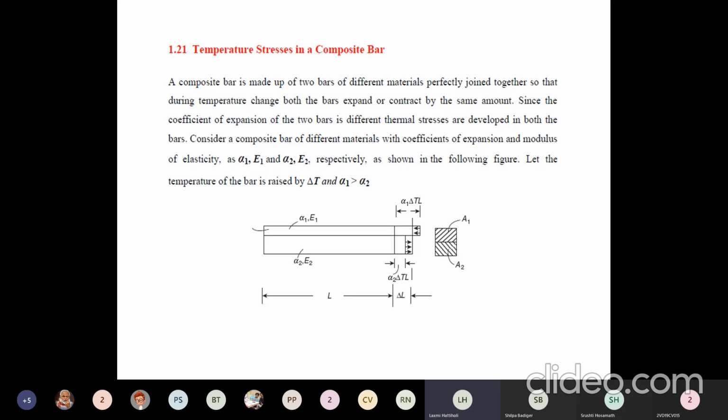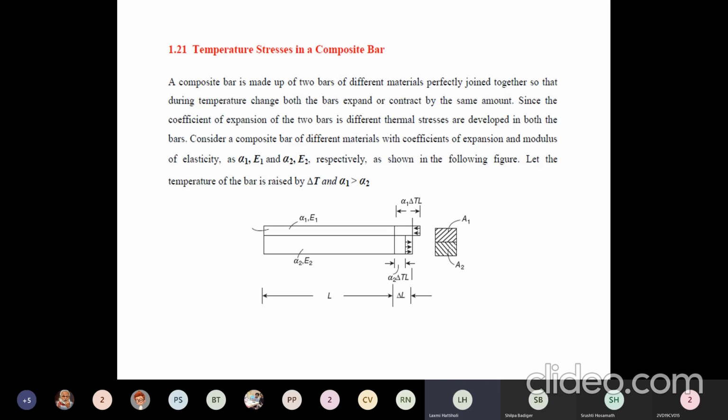I'll repeat, since alpha 1 is greater than alpha 2, the deformation due to the raise in temperature will be higher in material 1 compared to material 2. And that's why for material 1, you can see that the arrow direction has been increased here, alpha 1 delta T L. Similarly, for material 2, you can see I have slightly shortened it, and I have taken it as alpha 2 delta T L. Now, the first material has extended more, the second material has extended less.